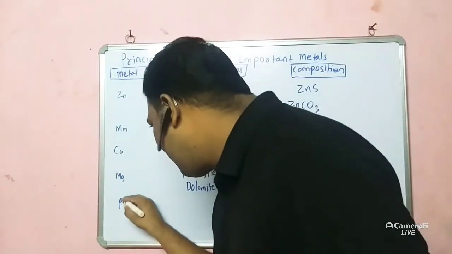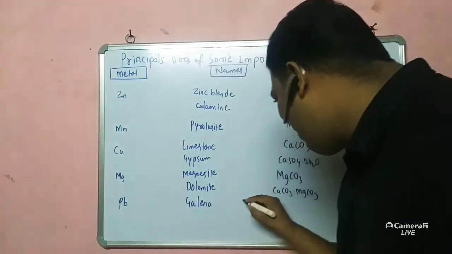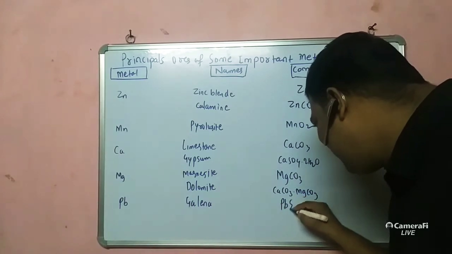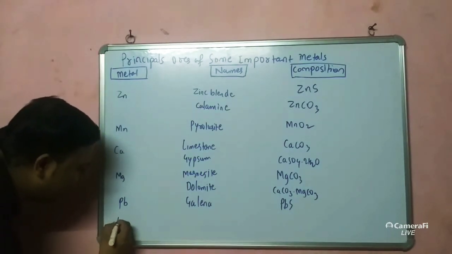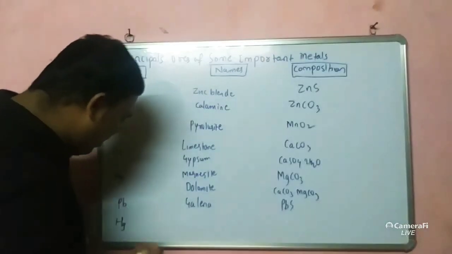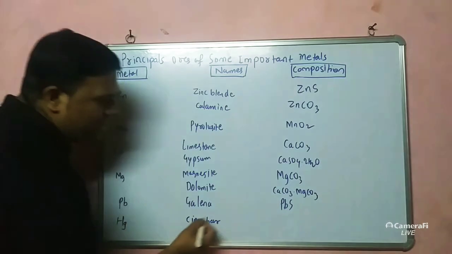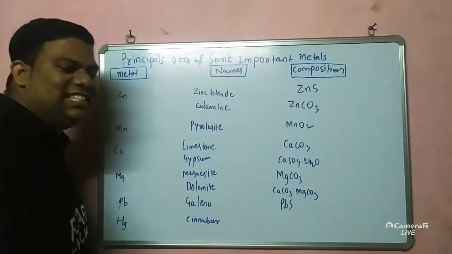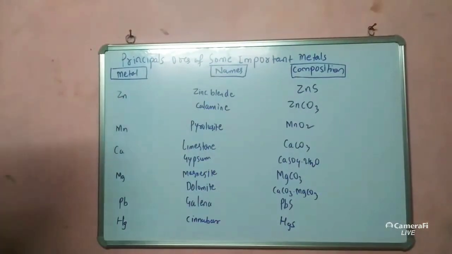Now about lead. Lead ore is galena, having the formula PbS, lead sulfide. And about mercury, Hg, the ore is cinnabar. I think you know this name, it is strictly in your class 10 NCERT. Cinnabar, HgS. Okay, you write down all this clearly. I hope you understood this.